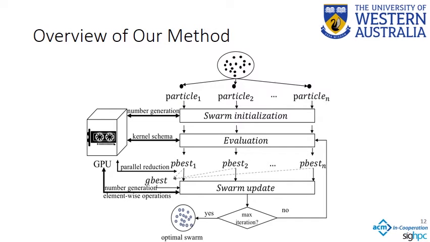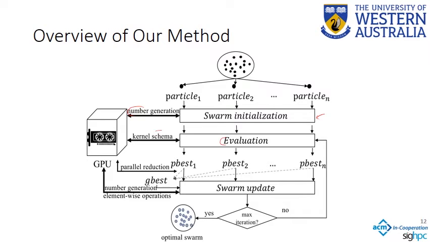And this is the overview of our method. Basically, all four steps can be done on GPUs. The initialization is essentially just random number generation, and then the swarm evaluation can be performed on the GPUs, basically doing a function calculation.